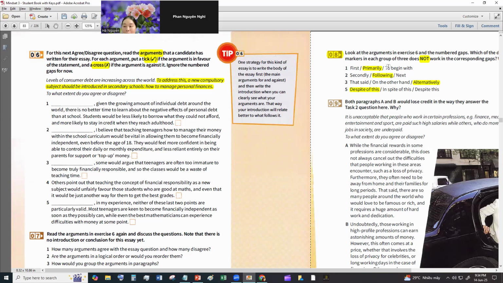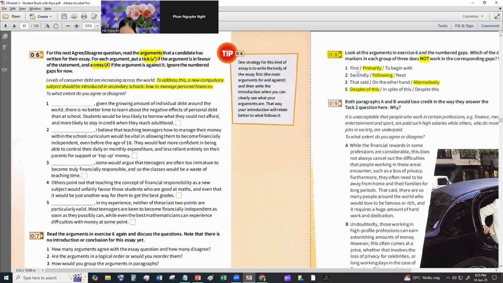Okay, primarily does not normally go at the beginning of a sentence, or if it does, it wants to point out something that is a major factor, a major cause. For example, she did not want to go to the party primarily because Jason was there and she doesn't like Jason. Yeah, so primarily, like the main idea is that.